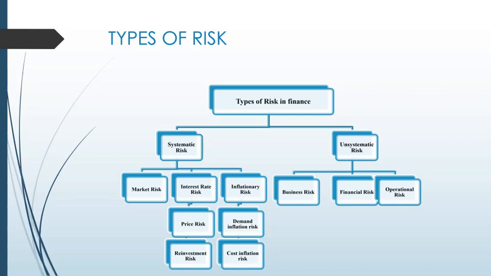And coming to the unsystematic risk, there are also mainly three types. The first one is business risk, the second one is financial risk, and the third one is operational risk.